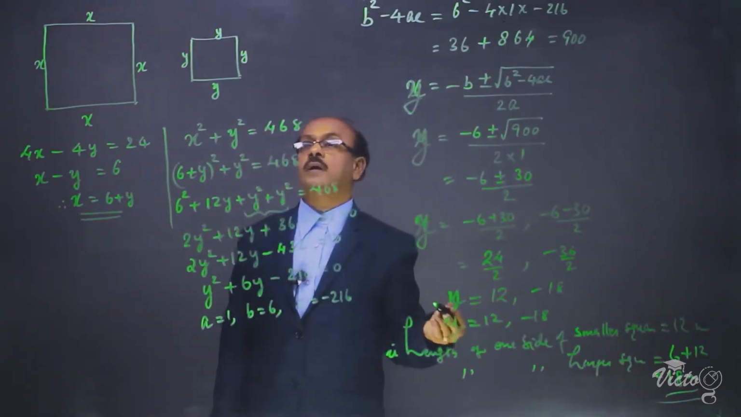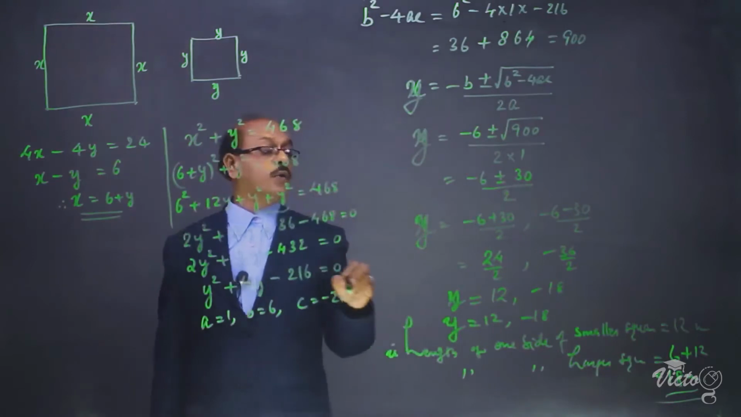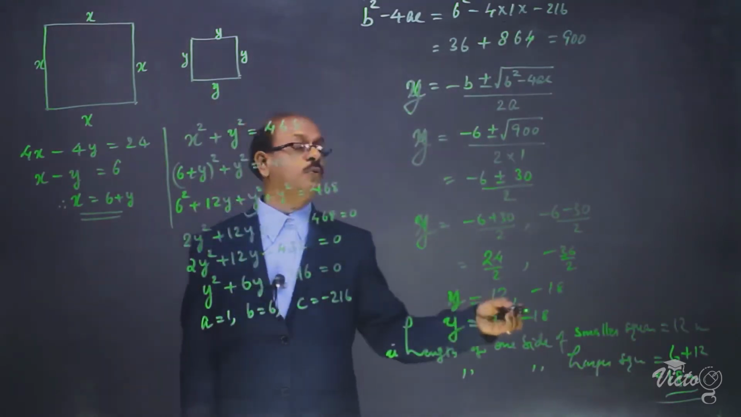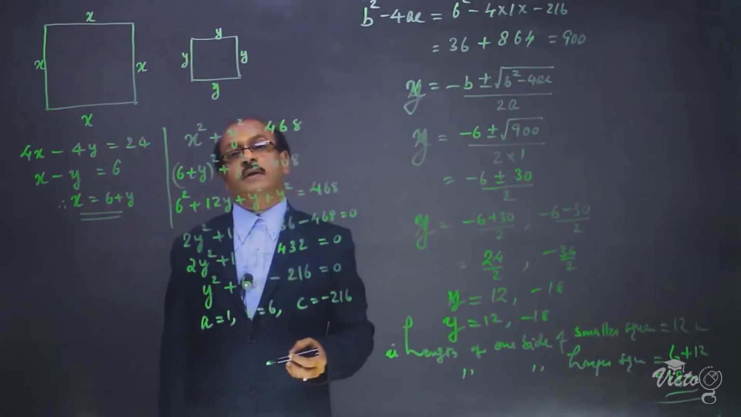Therefore, our conclusion is the length of one side of the smaller square is equal to 12 meter and the length of one side of the larger square is equal to 6 plus 12, 18 meter.